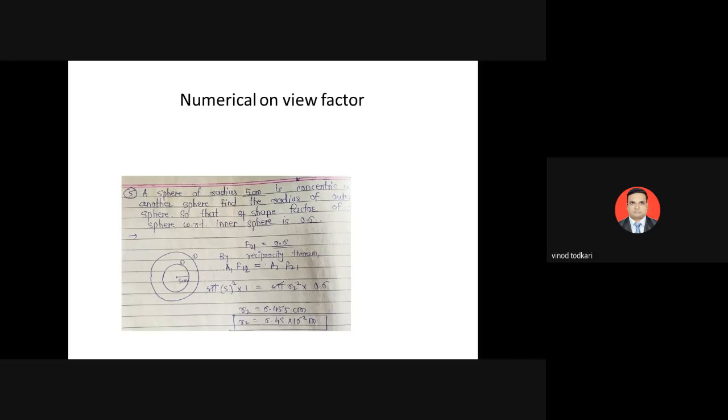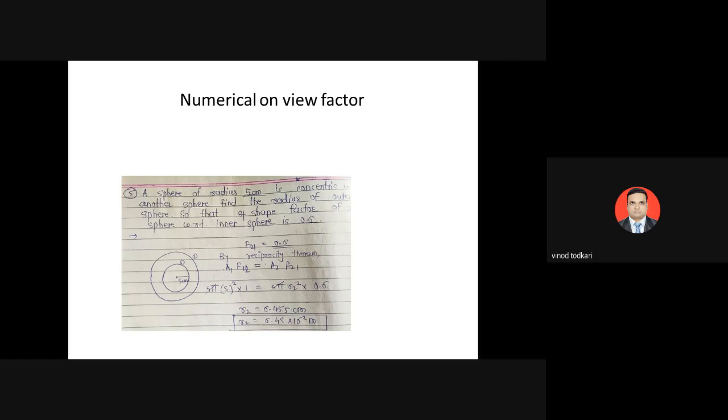If the shape factor of outer sphere with respect to inner sphere is 0.6, so which value is given? If inner sphere is 1 and outer sphere is 2, shape factor of outer sphere with respect to inner sphere means F21. I repeat, shape factor of outer sphere with respect to inner sphere means F21. Okay, next concept I want to tell you, shape factor of inner sphere with respect to outer sphere will be F12.